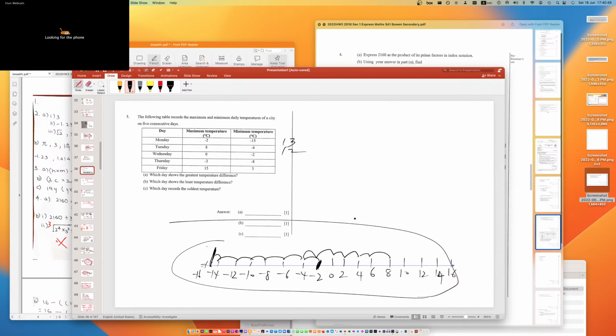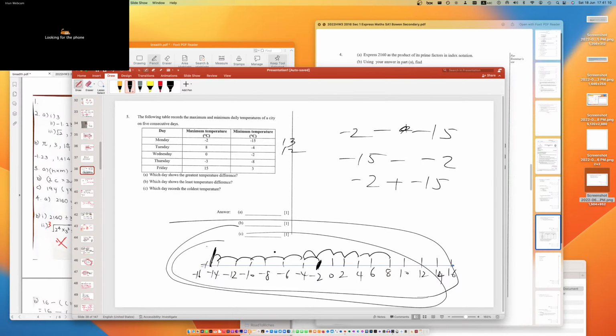Because some students just take this minus. They don't know whether they should take the minus 2 minus the minus 15, or the minus 15 minus the 2, or sometimes minus 2 or plus. You understand? They get confused. So it's very good to get a number line out, then you just count. When you count, then you know. Okay? So this is one way.